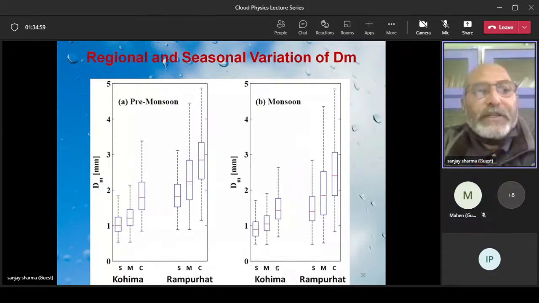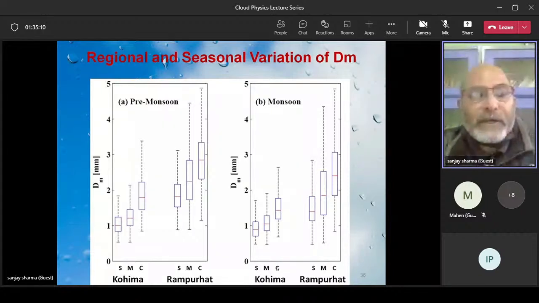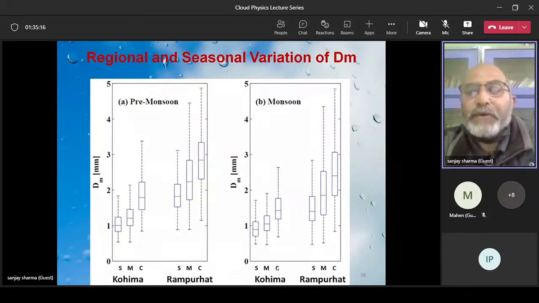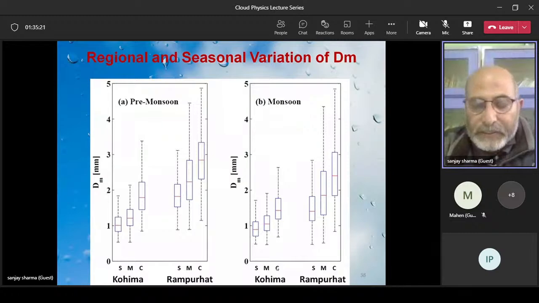So here also, if we see pre-monsoon and monsoon for stratiform, mix and convective, we can see through the box plot that median value and 75 percentile value is larger over Rampur Hat compared to the Kohima. And during monsoon also, Rampur Hat is greater or larger than the Kohima.